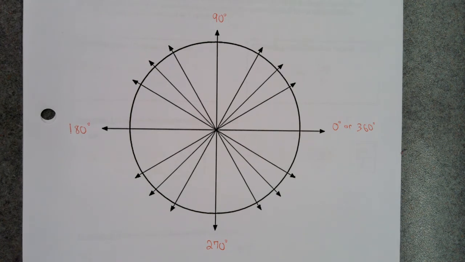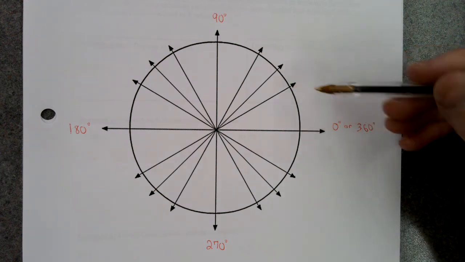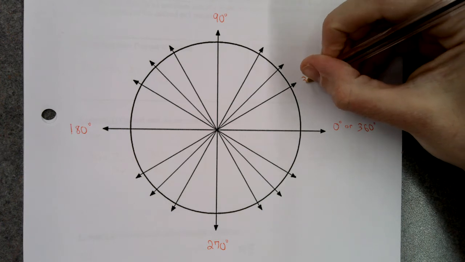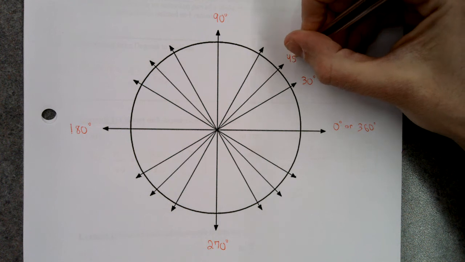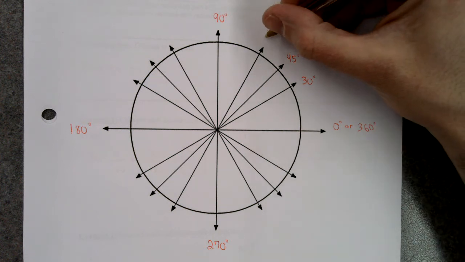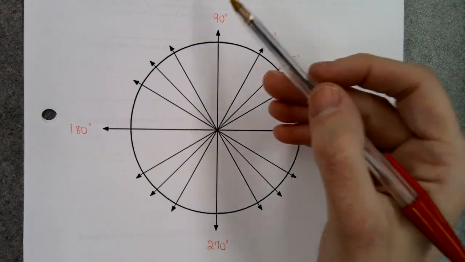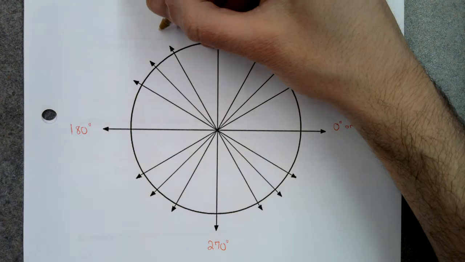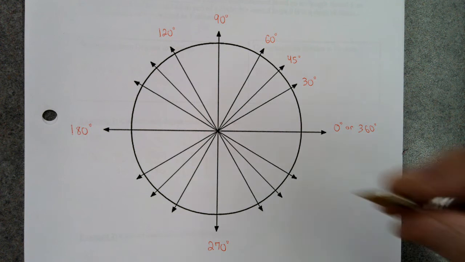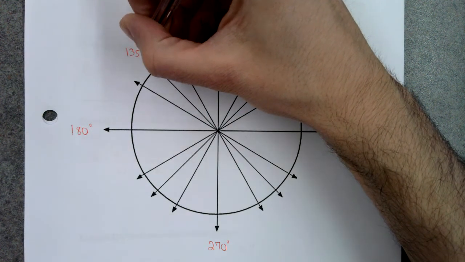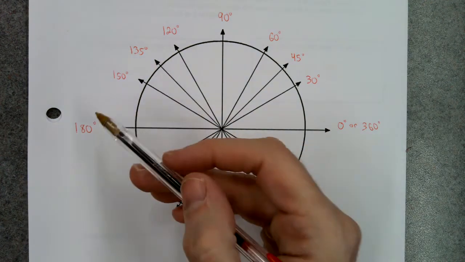Okay. So again, you gotta have this memorized. From here to here is going to be 30 degrees. Then you're going to go up 15 to 45. Then you're going to go up 15 again to 60. And then you go up 30 to get to 90. Okay, and then it kind of repeats. So from here to here, you're going to add 30 to get to 120. Then you're going to add 15 to get to 135. Then you add 15 again to get to 150. And then you add 30 to get to 180.